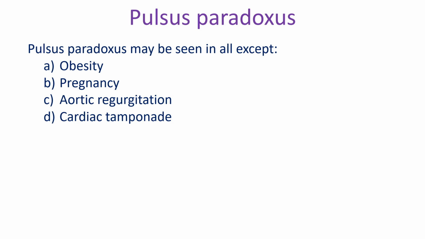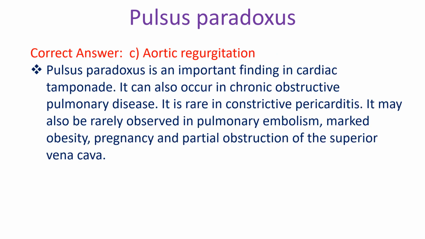Pulsus paradoxus may be seen in all except A. Obesity, B. Pregnancy, C. Aortic regurgitation, D. Cardiac tamponade. Correct answer C. Aortic regurgitation. Pulsus paradoxus is an important finding in cardiac tamponade. It can also occur in chronic obstructive pulmonary disease. It is rare in constrictive pericarditis.